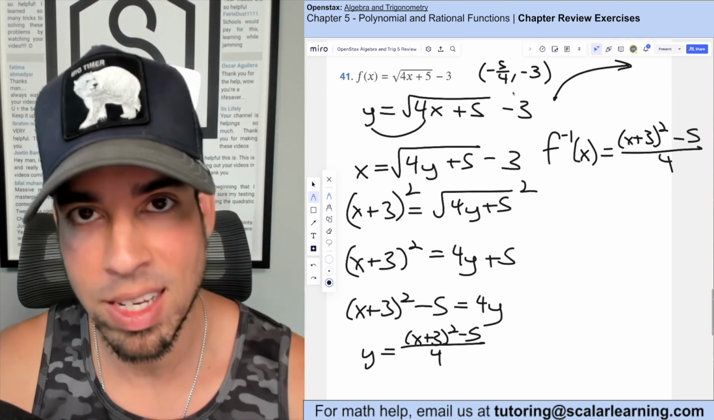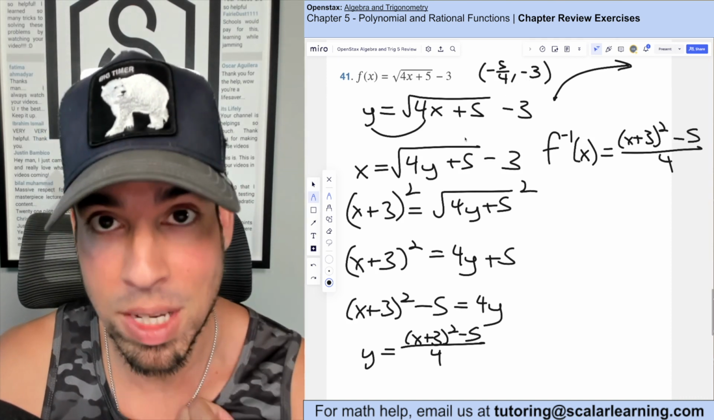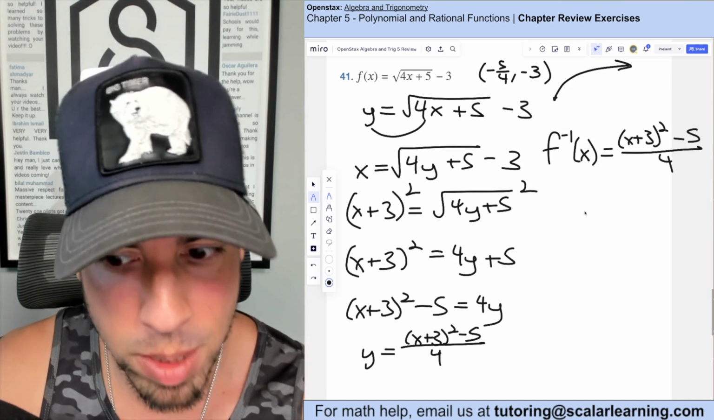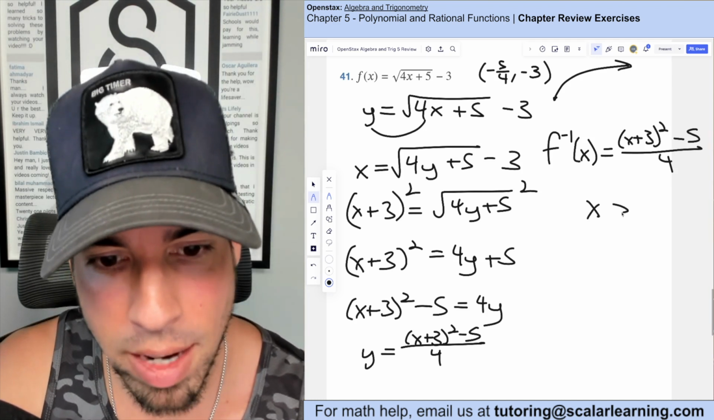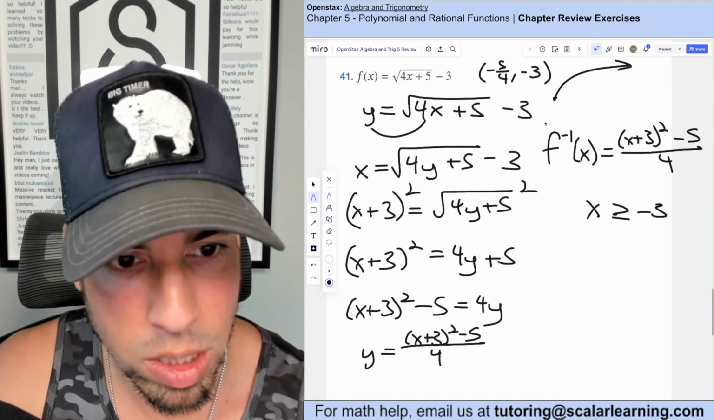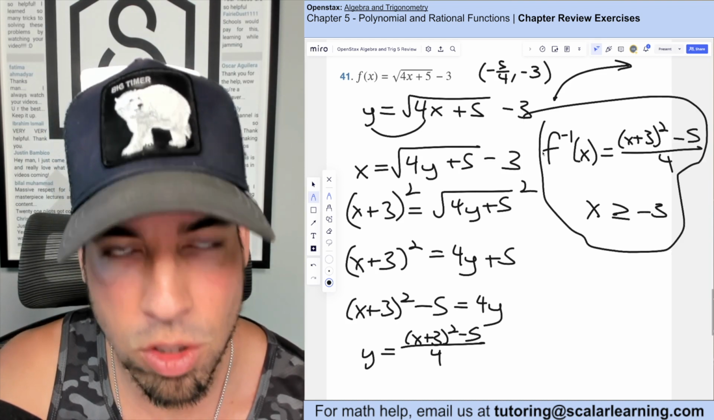But the cool thing is for the inverse, if I know the range, that ends up being the domain of the inverse, which means the domain is now x is greater than or equal to negative 3. So here's your final answer. Done.